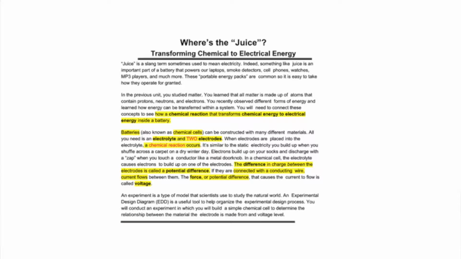Read and highlight the introductory paragraph. Pay particular attention to the definitions of electrolyte, electrode, potential difference, and voltage. Notice also that current will not flow unless the two areas of the battery with different amounts of charge, that is, potential difference, are connected with a wire.